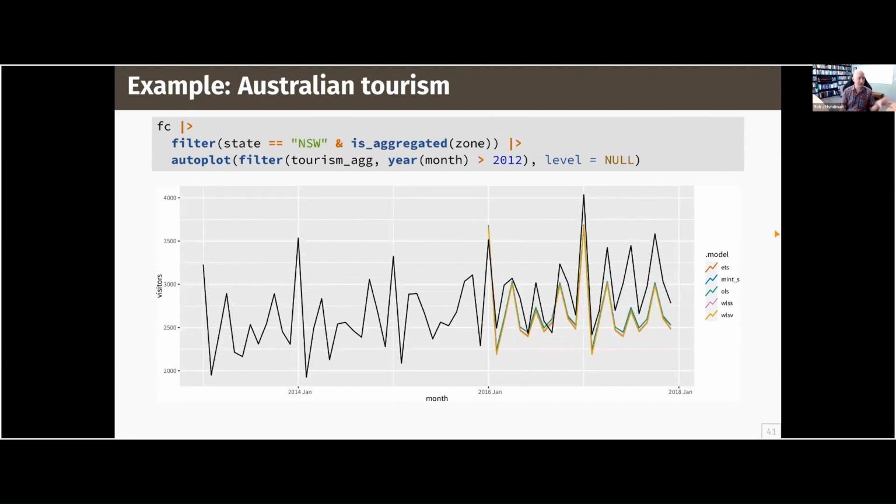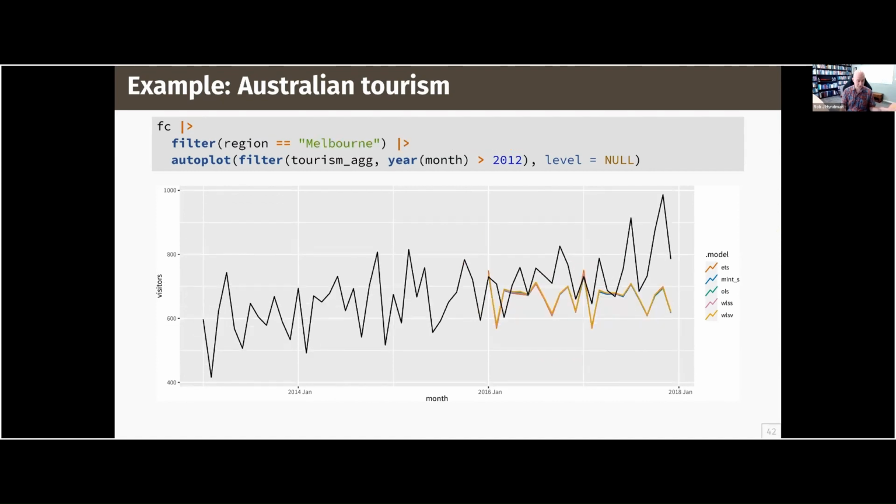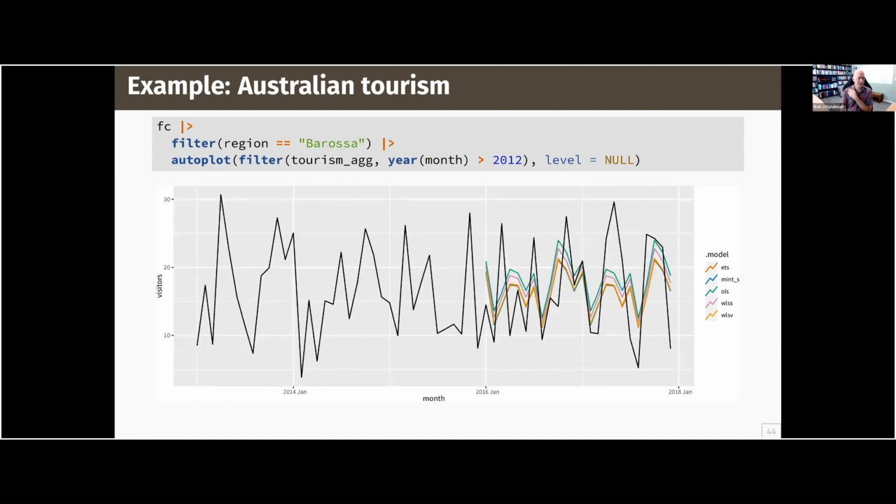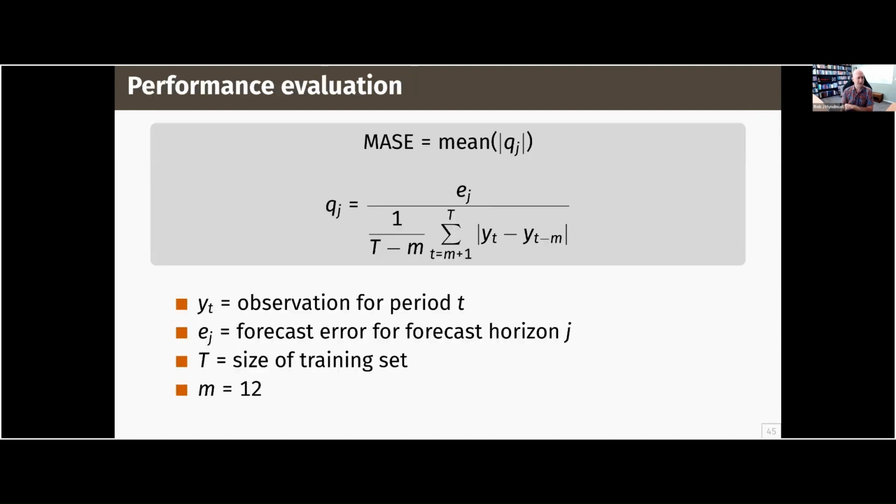That was for New South Wales. That's for Melbourne, where I live. That's for the Snowy Mountains region, which is the most seasonal series in the collection, and so on. So for each of these series, we have the original forecasts and the different types of reconciliations.